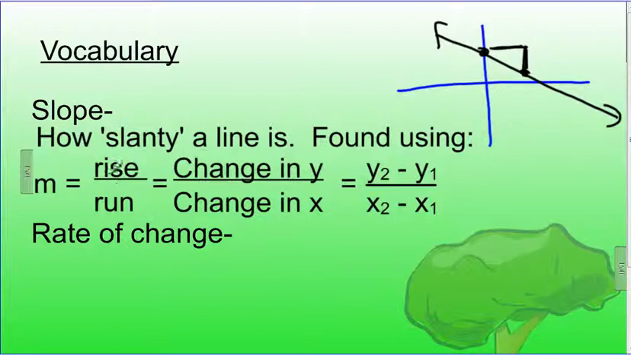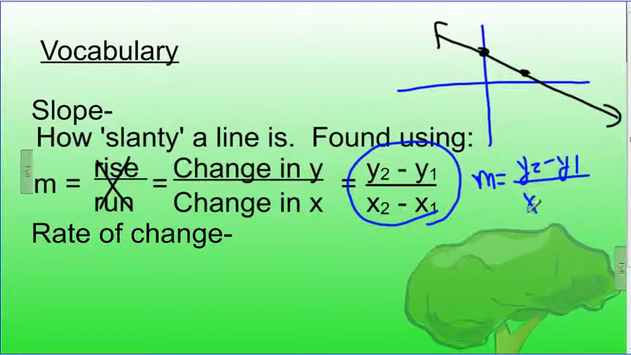So rise over run, I'm not a fan of that one. Change in y over change in x. I do like that one. It's the change in the y values over the change in the x values. Now the actual way you're going to find it, the formula, is this guy. y2 minus y1 over x2 minus x1. This is the change in the y values. This is the change in the x values. So the thing that I would really write down would be this: m equals y2 minus y1 over x2 minus x1. That is slope. That's what we're going to use probably about a bazillion times today.